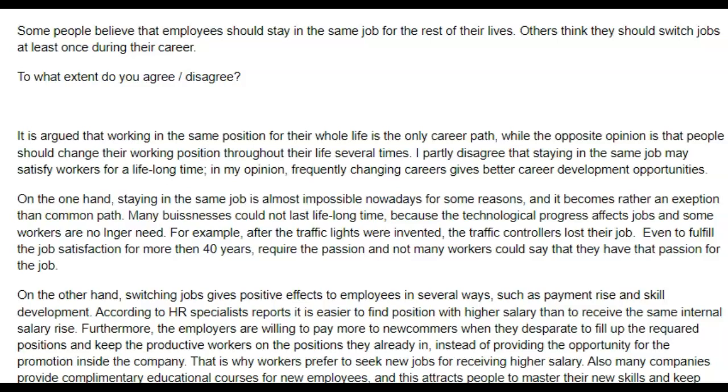It is argued that working in the same position for one's whole life is the only career path, while the opposite opinion is that people should change their working position throughout their life several times. I partly disagree that staying in the same job may satisfy workers for a lifelong time. In my opinion, frequently changing careers gives better career development opportunities. All right, that's lovely.